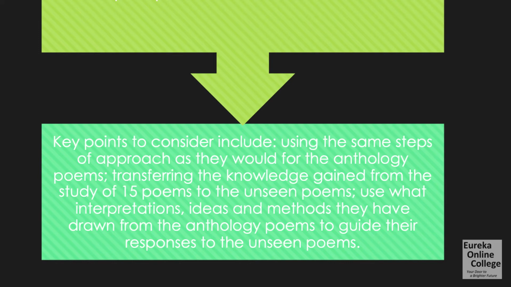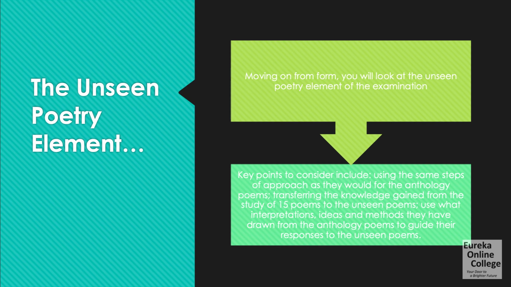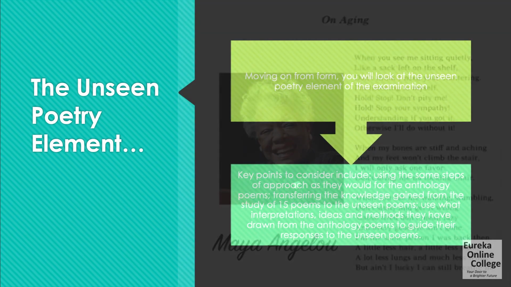Secondly, encourage them to transfer the knowledge that they have gained from the study of 15 poems to the unseen poems. By that, I mean try and find the links and use what they already know. For example, if they are looking at a poem of 1 stanza in length, like Maya Angelou's On Aging, which has come up before as an unseen poem, I would want them to think about other poems that they have studied that have also been of 1 stanza in length.